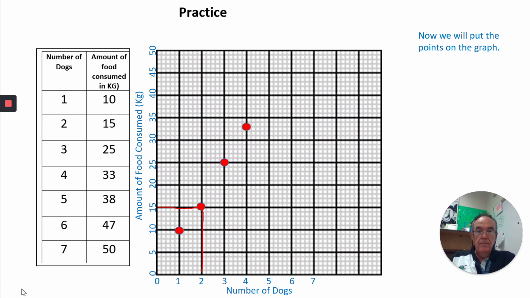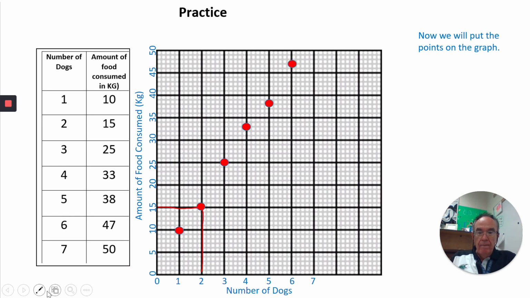And the next one says 5 dogs and 38 kilograms. Again, we do that the same way. It's kind of like a road intersection. We go down Highway 5, and we come up to where Street 38 is. 35, 36, 37, 38. So right there at that intersection should be where we put the dot. And then we have 6 dogs and 47 kilograms. So this is the line for 6 dogs. This is 45, 46, 47. We put the dot right there at the intersection.